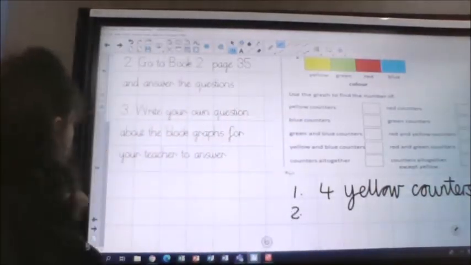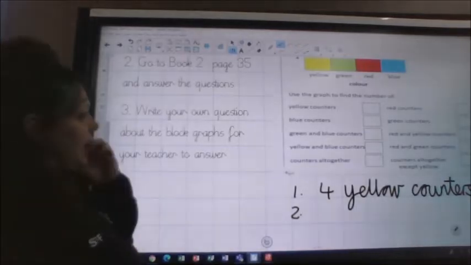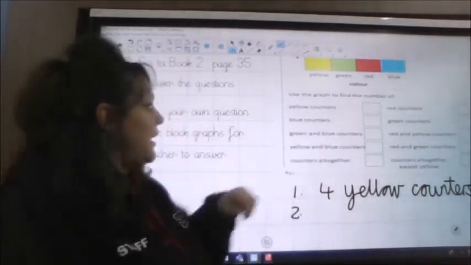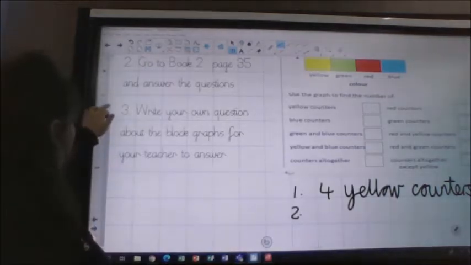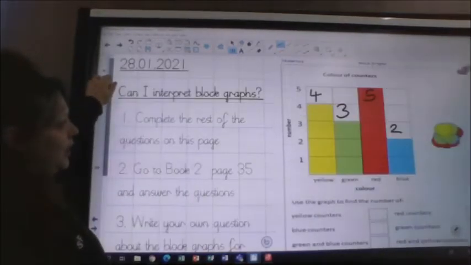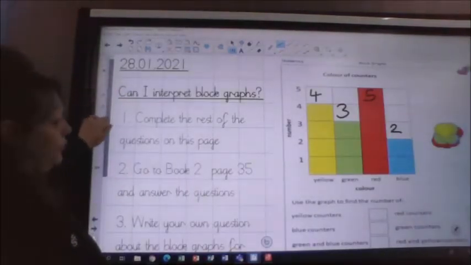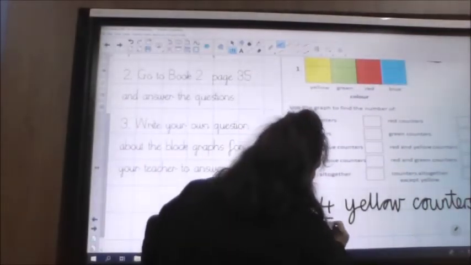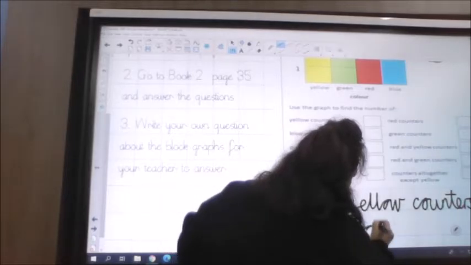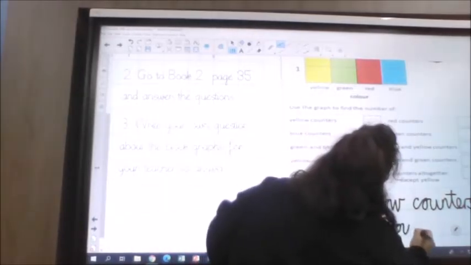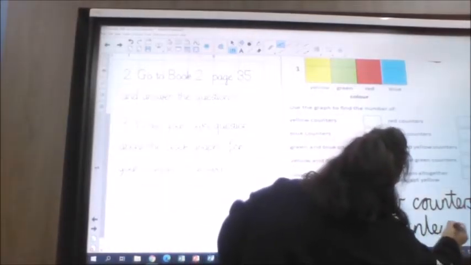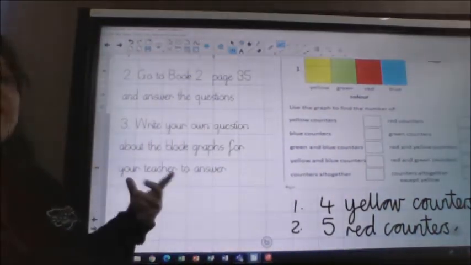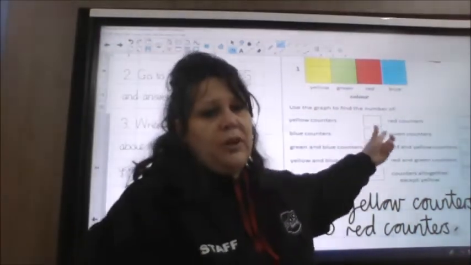Okay. Then I go back to the next question. How many red counters? So number 2, how many red counters? So if I look at my graph, it's 5. So I would write 5 red counters. Okay. Then you've got to do the same for blue and the same for green.